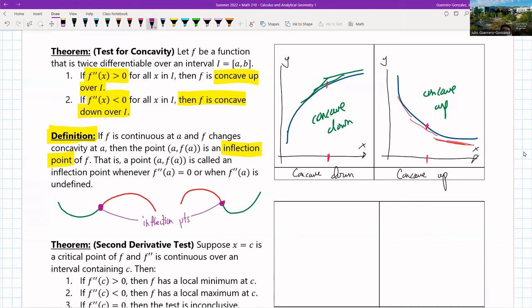Okay. The way that you would find an inflection point is that you set the second derivative equal to 0. Thank goodness, it's as simple as that. So a critical point is when the first derivative is equal to 0. The second derivative equal to 0 is the inflection point.